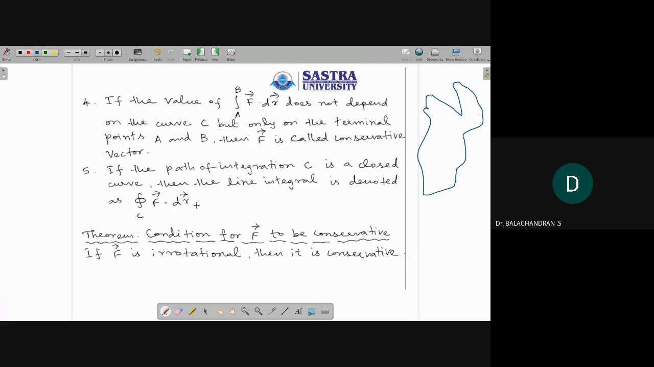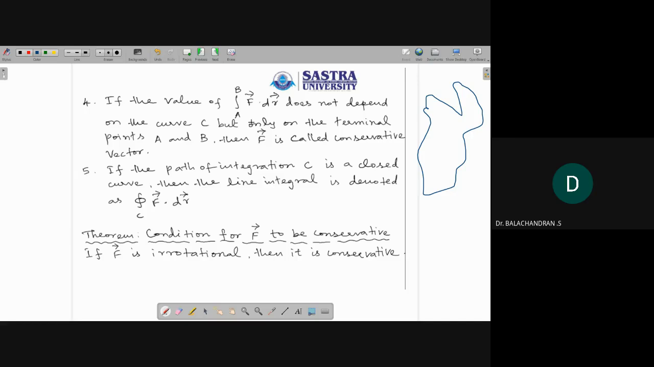Okay. So next is the theorem statement. The theorem is the condition for F vector to be conservative. So why do we need this condition? It is very difficult to check that this integral does not depend on the curve.